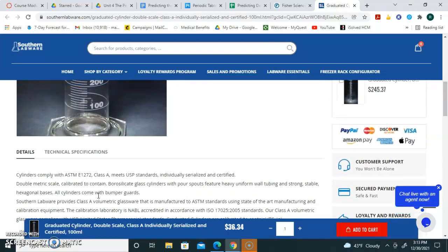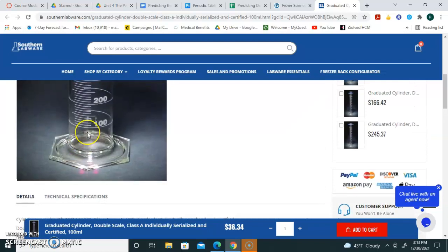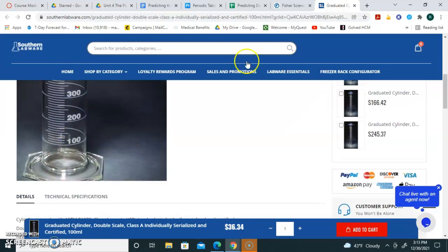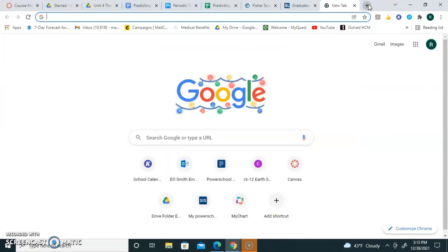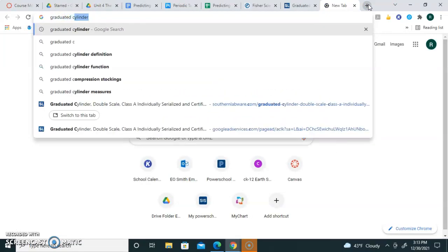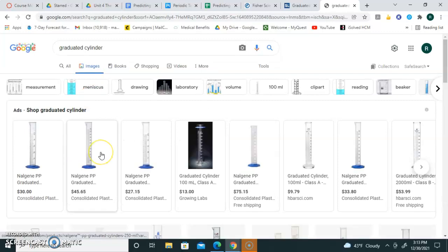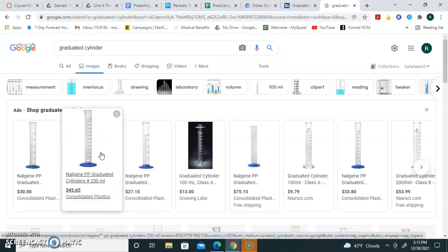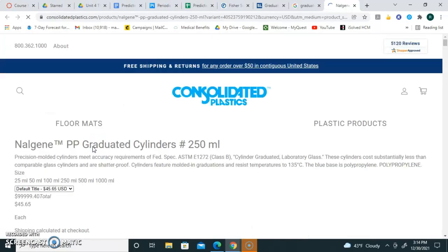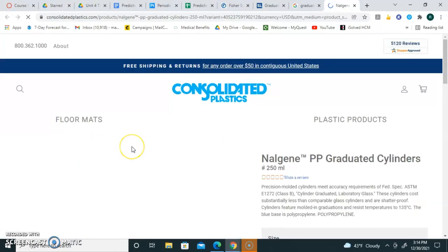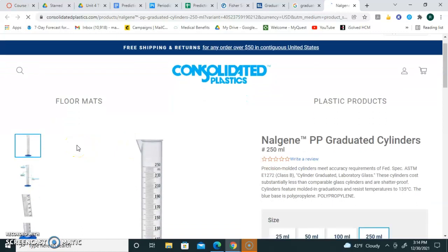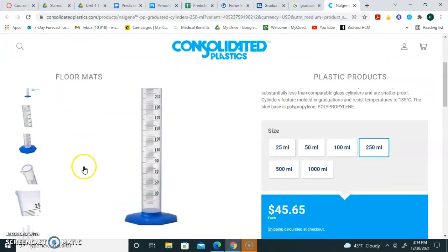Let's see. This is not really a good example, as this graduated cylinder is a little bit big. Let's see if I can find another one that shows a little bit more what we had in class. So let's see if this one would be a little bit better. All right, so here's a little bit better one.